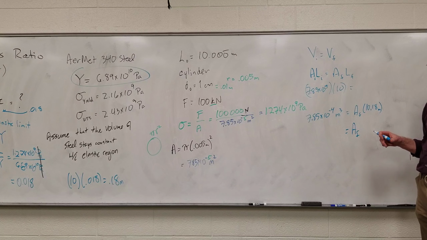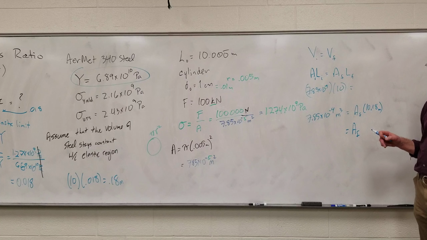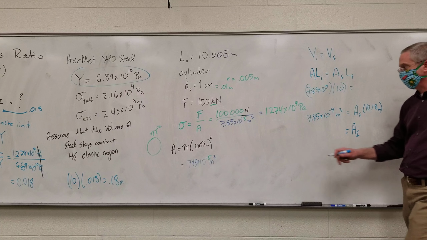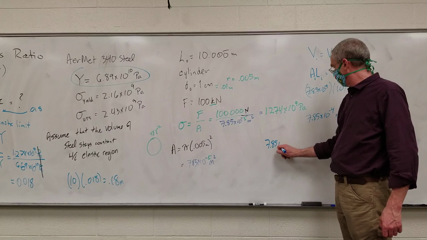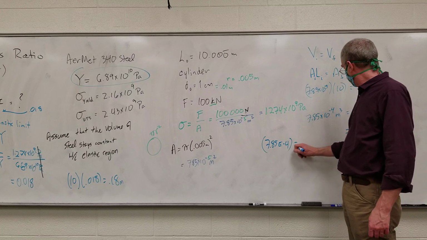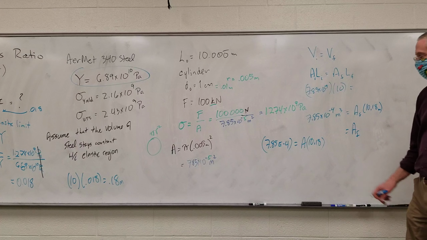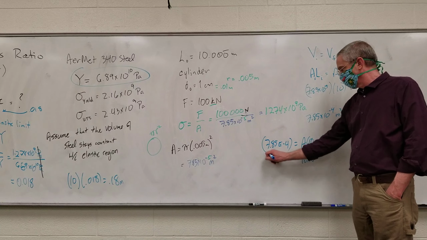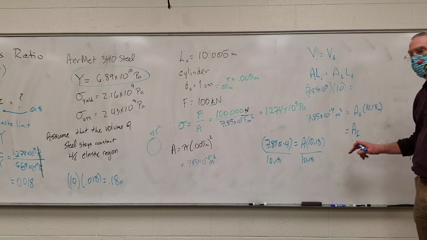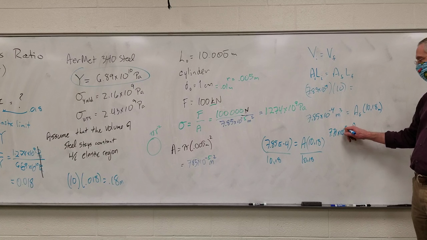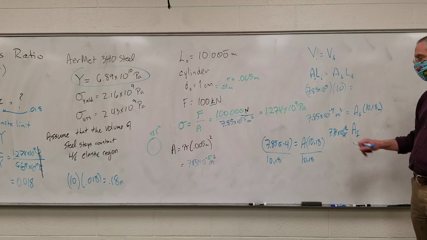How would you find it for those not using a calculator? You would divide the volume by the length. The math problem is 7.85 times 10 to the negative fourth equals A times 10.18. And what did you get for the area? 7.71 times 10 to the negative fifth square meters.